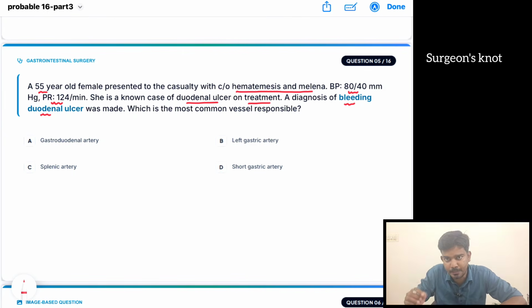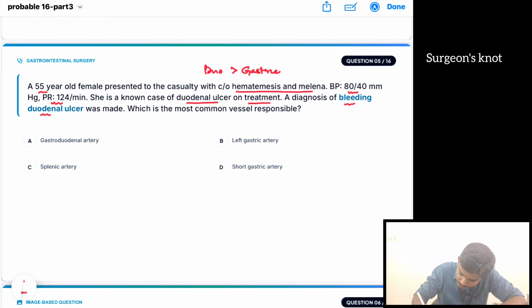In peptic ulcer, duodenal ulcer is more common than gastric ulcer. Duodenal ulcer is more prone because of long-standing NSAIDs as well as H. pylori infection. This duodenal ulcer can be either anterior or posterior. Anterior duodenal ulcer goes for perforation, whereas posterior ulcers go for bleeding. They irritate the vessels that are near to them and can cause bleeding. Which is the most common vessel that is involved? That is the gastroduodenal artery.